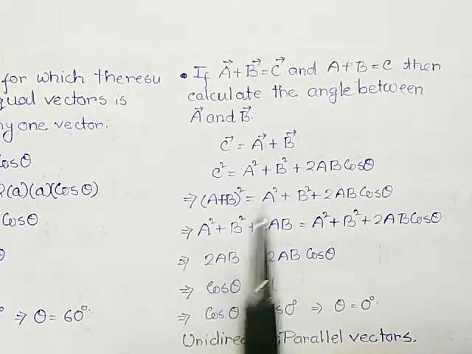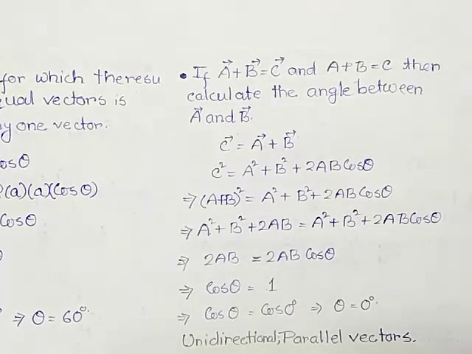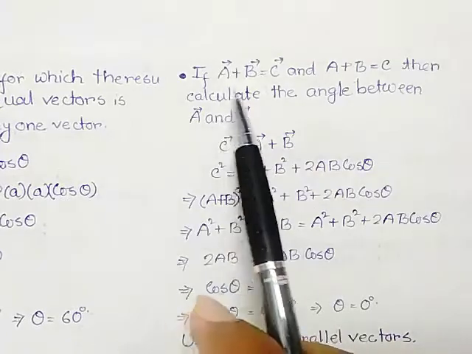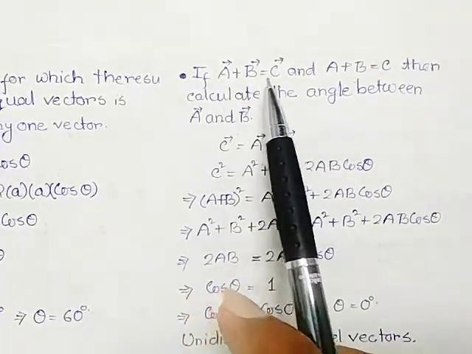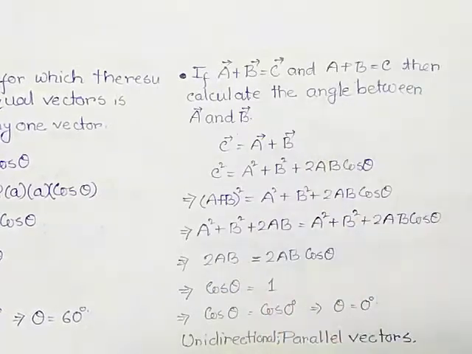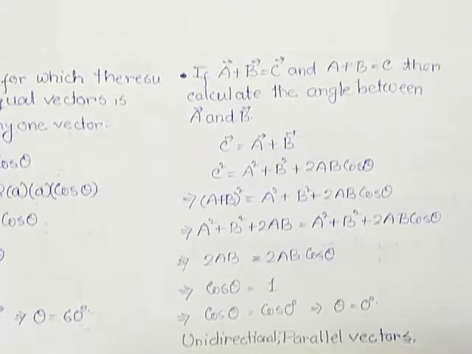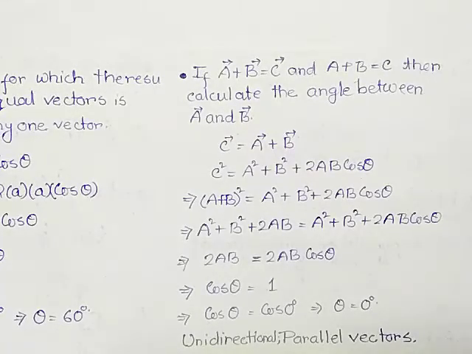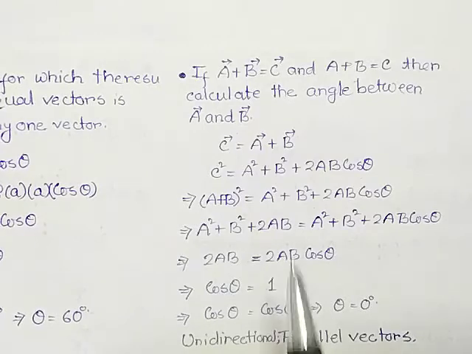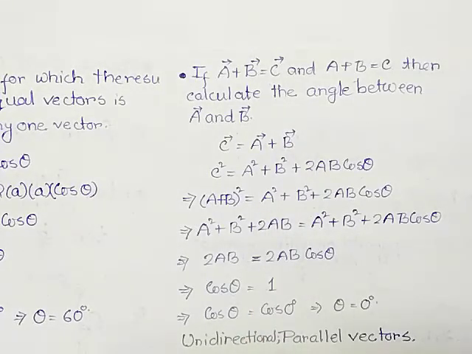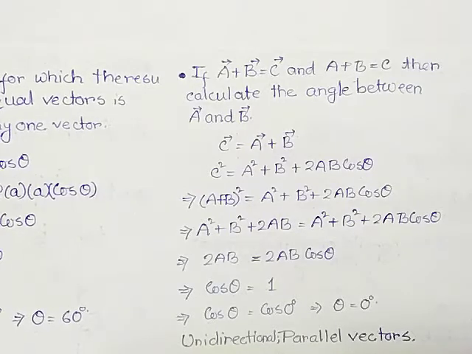So the angle between the a and b vectors is 0 degree. At that time this condition is satisfied, that is a vector plus b vector equal to c vector, and a plus b equal to c. If I try to say it in language, if we add the two vectors vectorially or by scalar, there will be no change. So it is possible only when the angle between the a vector and b vector is 0 degree, that is they are parallel or unidirectional.